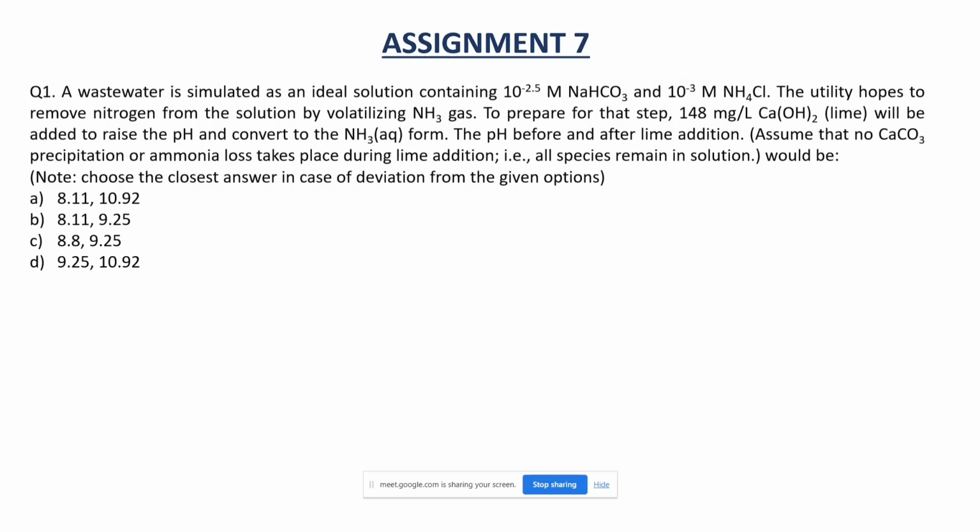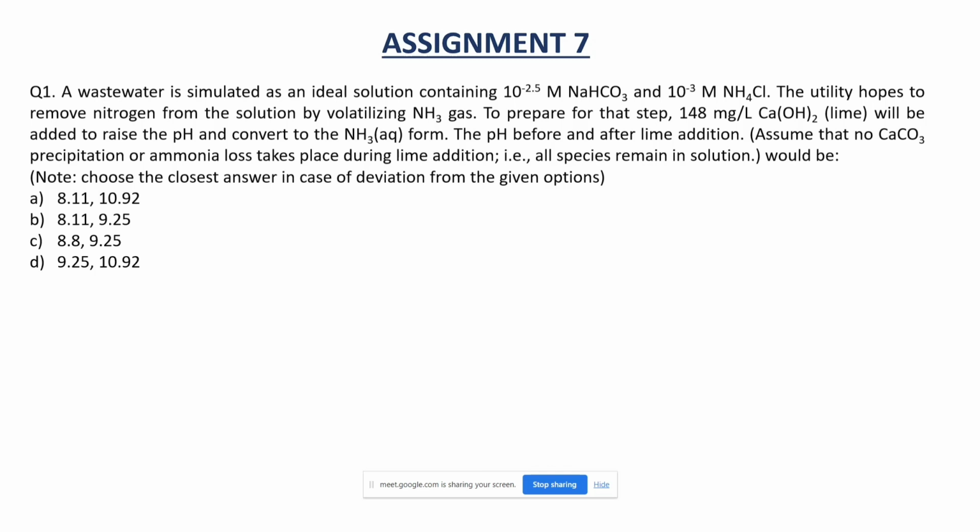The first question is: a wastewater is simulated as an ideal solution containing this much sodium bicarbonate and this much ammonium chloride. The utility hopes to remove nitrogen from the solution by volatilizing ammonia gas. To prepare for that step, 148 milligrams per liter of lime will be added to raise the pH and convert to ammonia aqueous form. The pH before and after lime addition, assuming that no calcium carbonate precipitation or ammonia loss takes place during the lime addition, that is, all species remain in solution, would be.